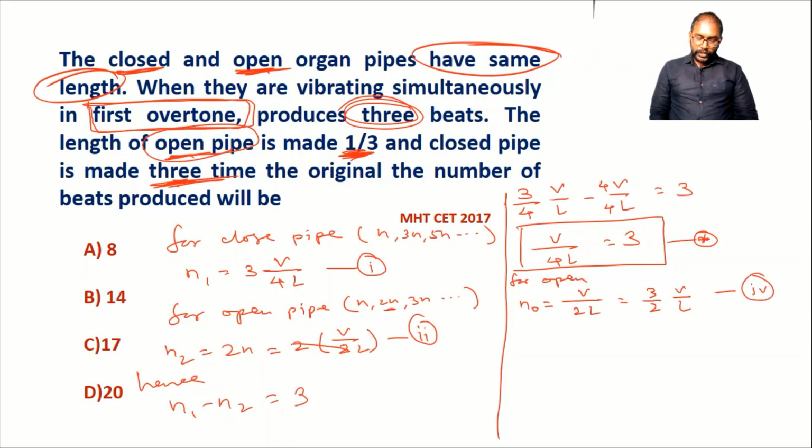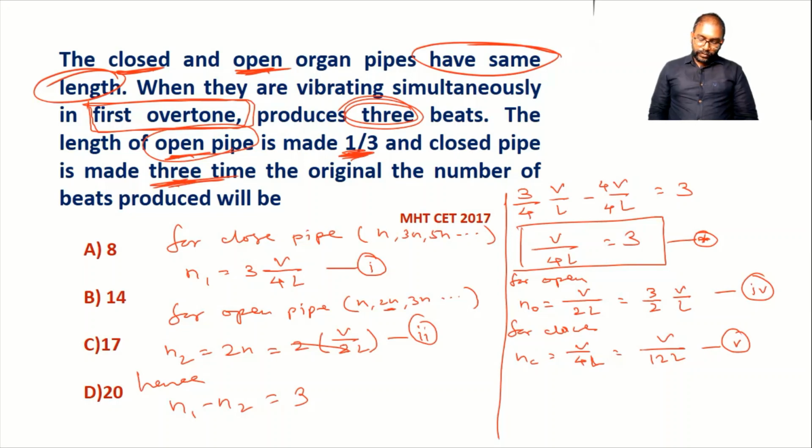And for the closed pipe, the fundamental frequency we have to write as V by 4L. Now this length is made 3 times, so V by 3 into L. So it is 3 into 4 is 12L. So equation 5. Now we have to take the difference of these two to get the answer.